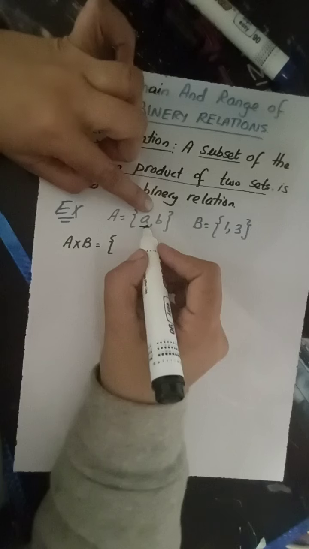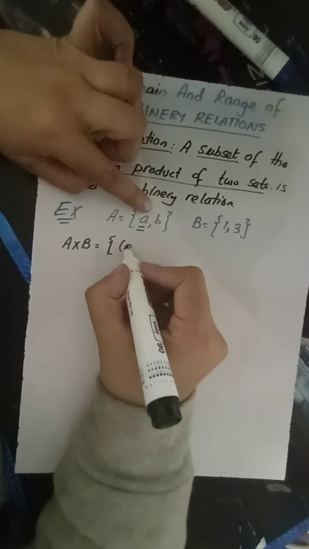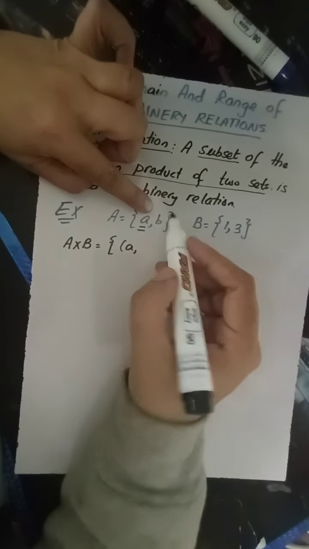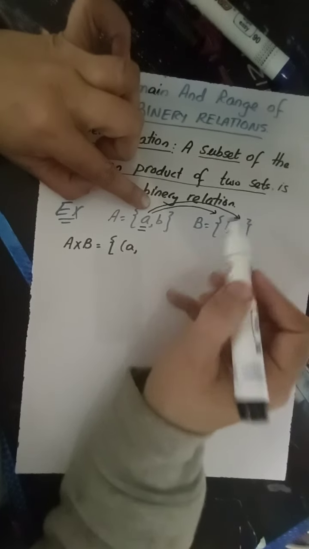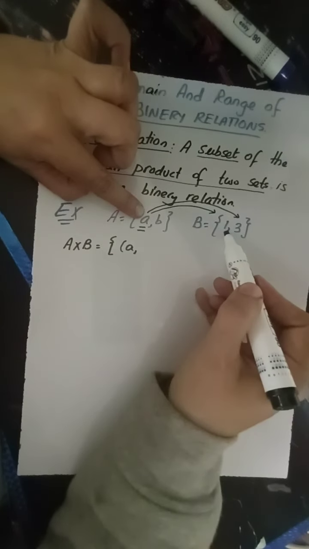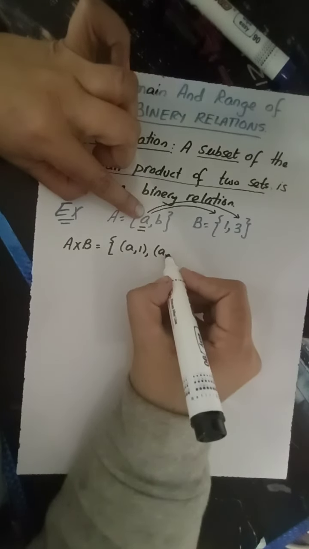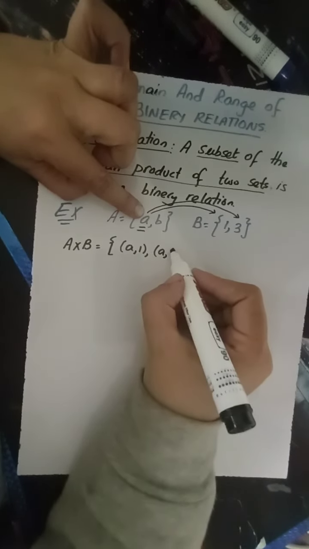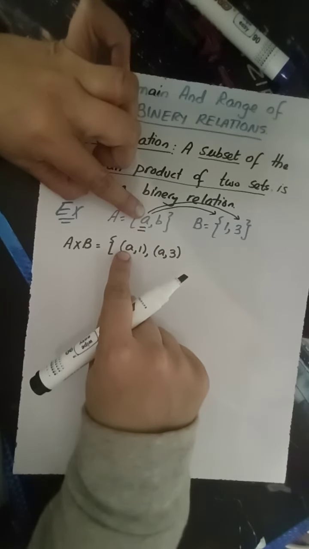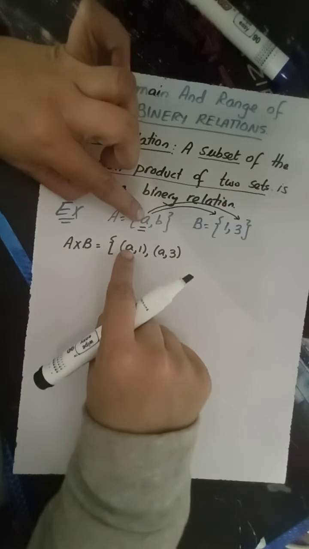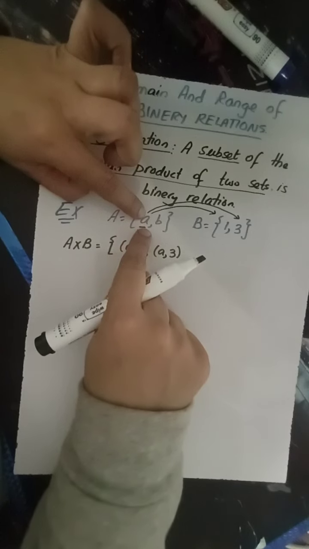So first of all, pick the first element of the set A, okay, make it the first element of the ordered pair, and now make ordered pairs: pick a, okay, and then write it with 1, then again pick a, okay, and write it with 3. So in this way we have formed two ordered pairs whose first element belongs to set A, and the element that we have taken is the first element of the set A, small a.